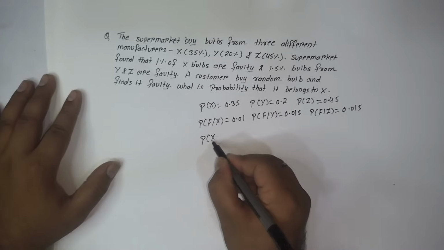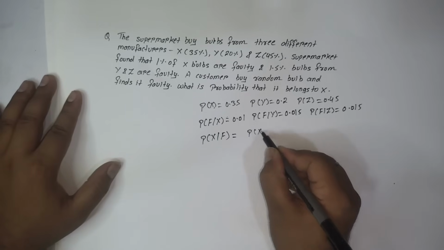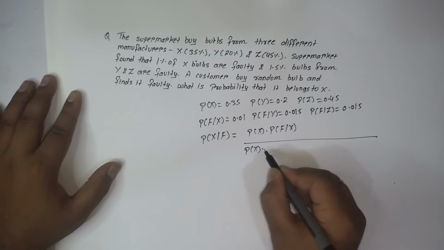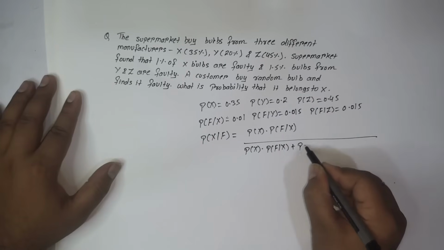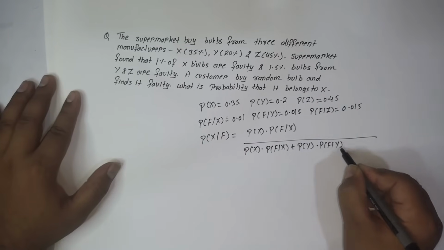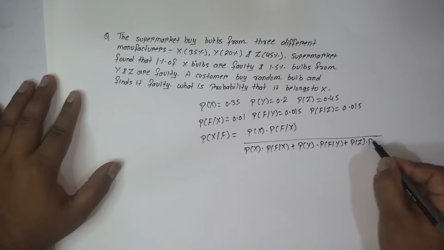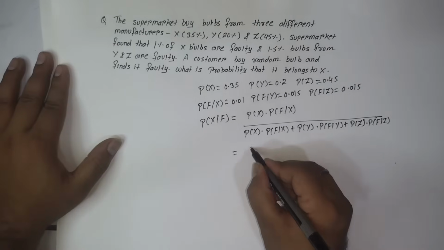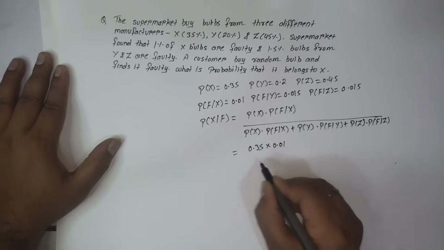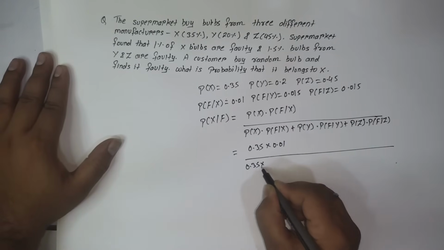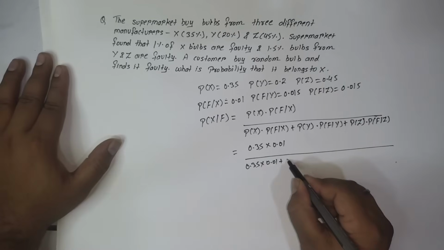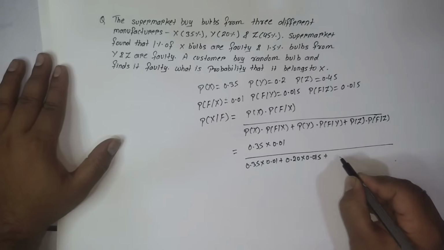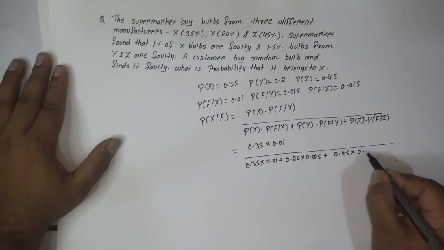So the probability of X given faulty is the probability of X into the probability of faulty given X, divided by the probability of X into the probability of fault under X plus the probability of Y into the probability of fault given Y plus the probability of Z into the probability of fault given Z. So this will be, the probability of X is 0.35 into 0.01, plus the probability of Y, 0.20 into 0.015, plus 0.45 into 0.015.